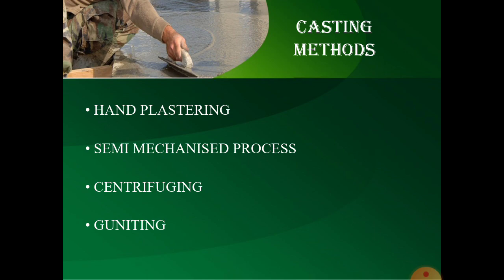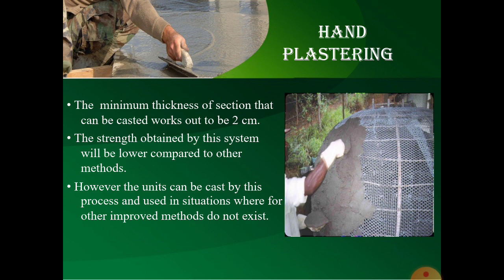Next important one is casting methods. Mainly 4 methods are there. That is, one is hand plastering, then semi-mechanized process, centrifuging, then guniting. Hand plastering: here the minimum thickness of the section that can be cast works out to be 2 cm. Then the strength obtained by this system is lower compared to other methods, and the units can be cast by this process where other improved methods do not exist.